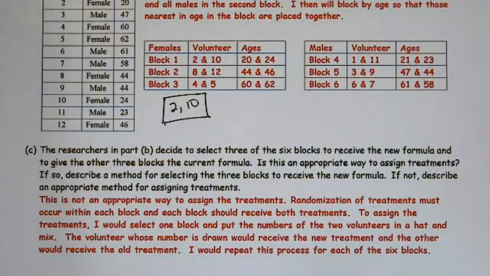To assign the treatments, I would select one block and put the numbers of the 2 volunteers in a hat and mix. Yes, I could have flipped a coin, but if you flip a coin, you have to make sure you decide heads goes to which number and tails goes to the other number. Not a whole lot of fun. So I think the easiest thing to do is put the 2 numbers in a block in a hat and draw. And then I would repeat the process for each of the 6 blocks. Now I would bet there are some questions on this.